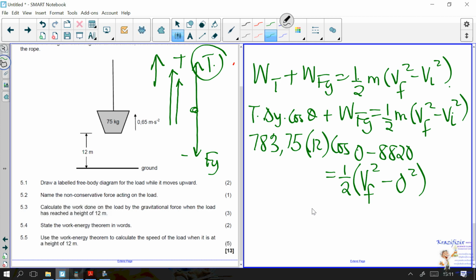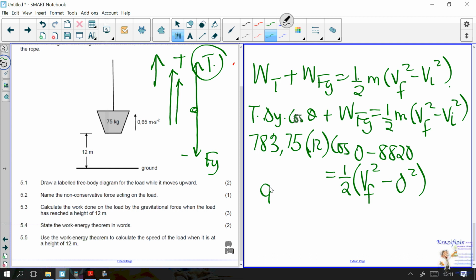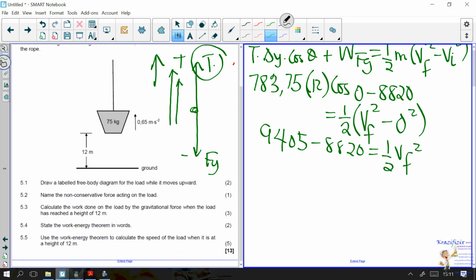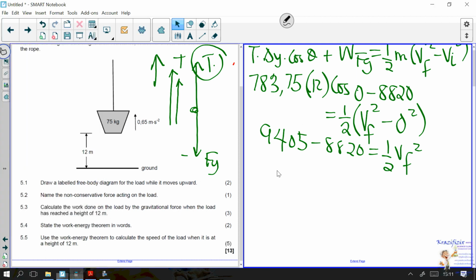Now let's quickly use our calculator to find our answer. I multiplied that by 12, cos 0, we know cos 0 is 1, all right, which gives me 9405, all right, 9405 minus 8820 equals to half Vf squared. What is 9405 minus 8820? That will give me 585.